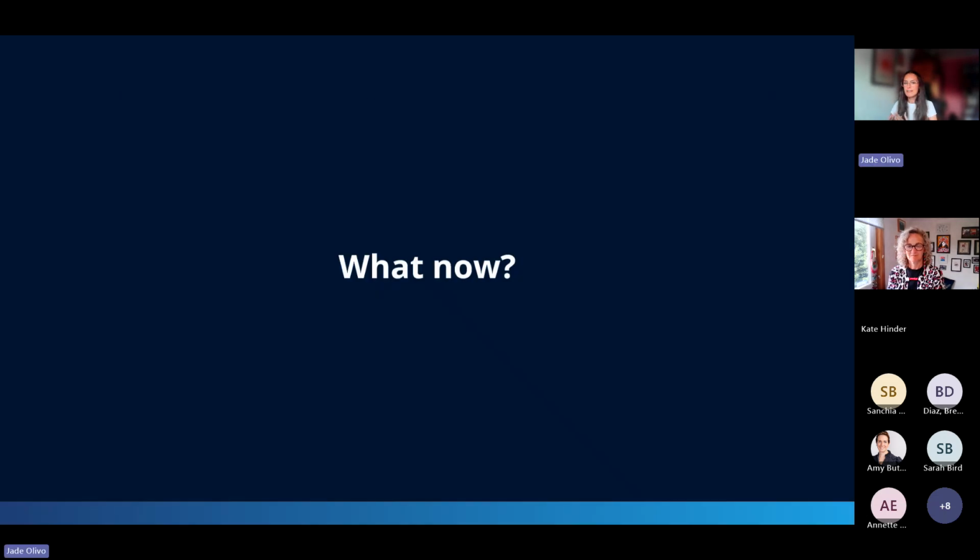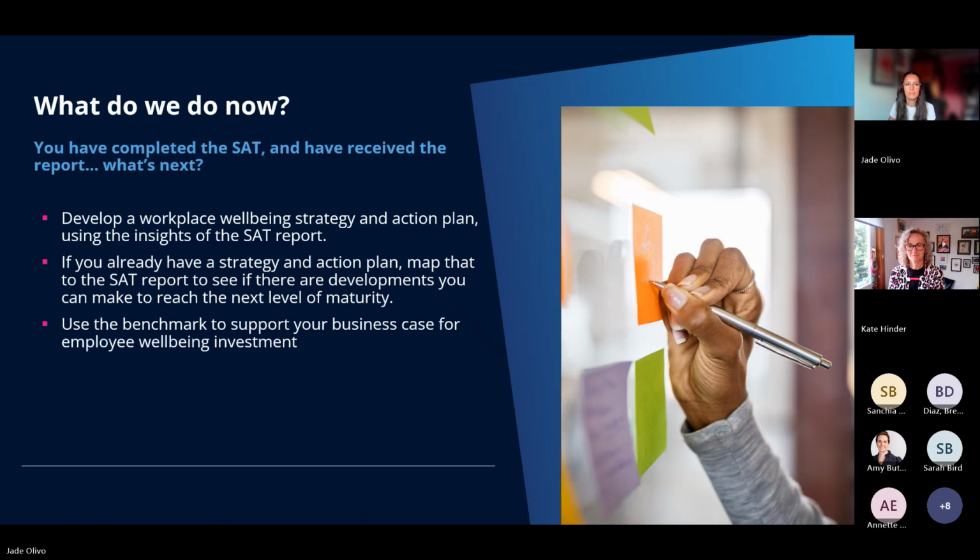So what now? You've received the report, you've done the self-assessment tool, you've received the report. What do you do with it? As just discussed, you can use the insights from the report to inform your strategy and action plan. If you already have a strategy and action plan, but still want to use the report, then you can look at how it aligns to your current practice, to your current action plans, and challenge your organization to do more and do better based on the appendices and the maturity levels of the self-assessment tool.